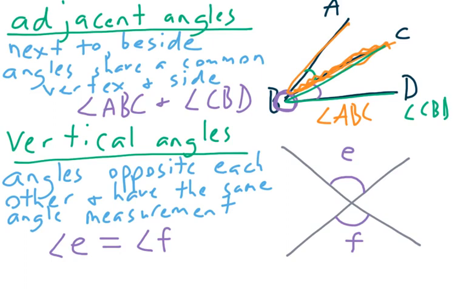Now, vertical angles are opposite of each other, and they always have the same angle measurement. It's like you have two lines that cross each other like this, and your angles are across from each other. Whenever that happens, they are vertical, and they are equal. So angle E and angle F are going to have the same measurement because they're vertical. If they're across from each other like this, they're going to be equal to each other.